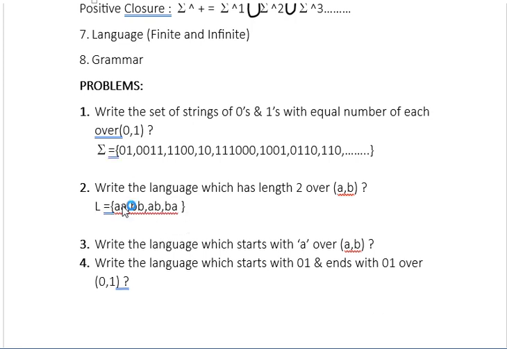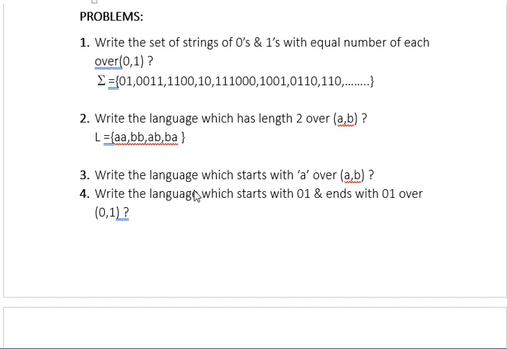Now you look at here, AA, the length of this string is 2. BB, the length of this particular string is 2. Again AB, BA, the length of these strings is 2. So this is the finite language. Why? Because more than this we cannot form any more strings by using A and B as input. So this is the finite language.